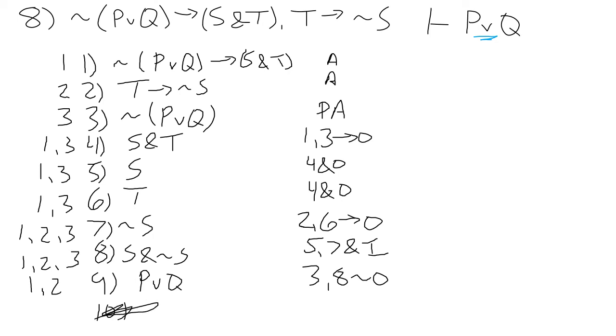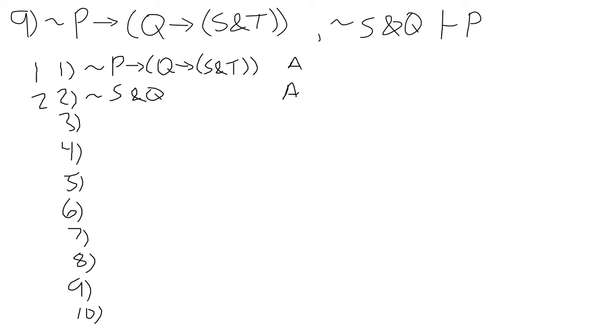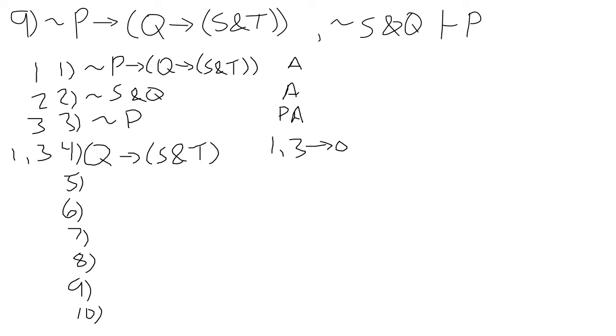But that's problem 8. Here on 9, our conclusion is just a single letter, but there's no way of deriving it from what we've got. We can't do anything with what we've got, so we'll assume its opposite and look for a contradiction. With our PA, we can get Q, arrow, S and T out. From 1 and 3, arrow out, 1 and 3. Now we can separate our, well, we could have done this before, so it doesn't really matter the order in which we do it, but I'm just going to do it now.